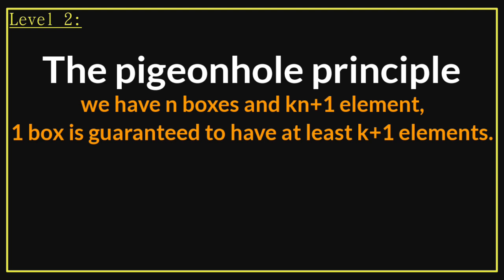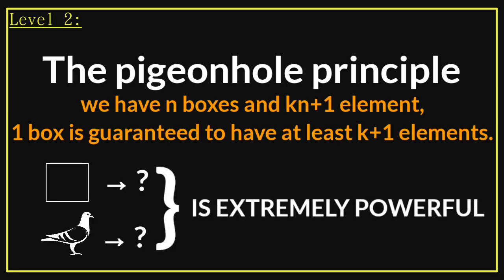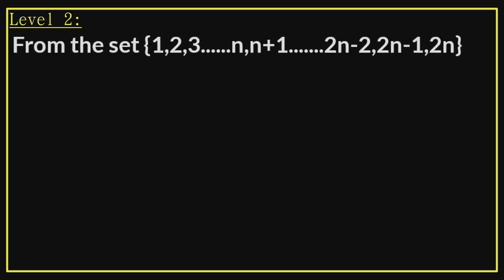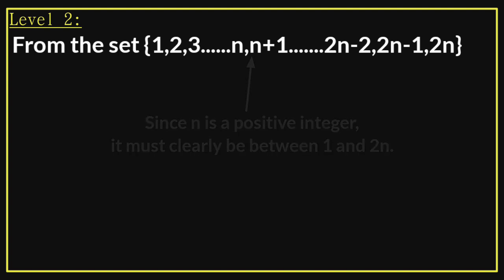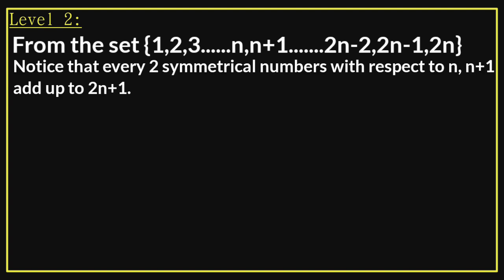most pigeons. This may sound trivial or unrelated to the proof, but when we change what a box is and what the pigeons are, this suddenly becomes an extremely powerful tool. Here, let the boxes be every addition pair that sums to 2n plus 1, from the set 1, 2, 3 to n, n plus 1, to 2n minus 2, 2n minus 1, 2n. Notice that every 2 symmetrical numbers with respect to n and n plus 1 sum up to 2n plus 1.